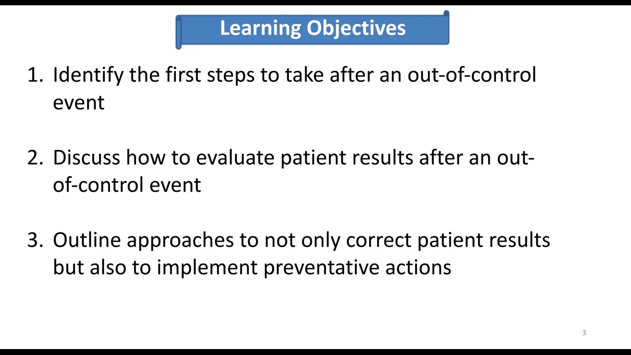After today's presentation, participants should be able to identify the first steps to take after an out-of-control event occurs in the lab, discuss how to evaluate patient results after the out-of-control event, for example, what is the magnitude of the impact of the event on patient results, and do corrected reports need to be issued, and outline approaches not only to correct patient results, but also to implement actions that prevent recurrence of the out-of-control condition.